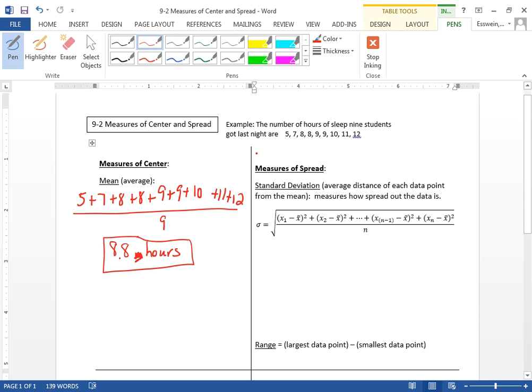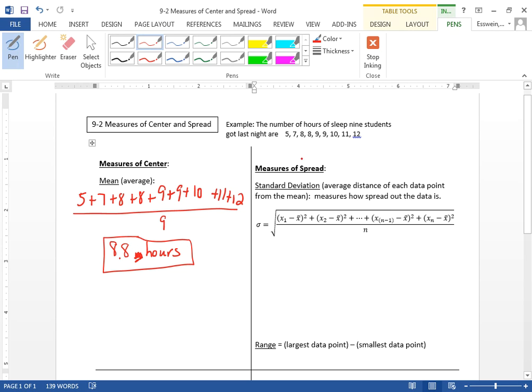Okay, but now the question is how spread out is this data? Do most students sleep around 8.8 hours, or are there some that sleep like 1 hour and some that sleep 15 hours? That would be really spread out. So we want to know what standard deviation says: on average, how far away are these numbers from 8.8?